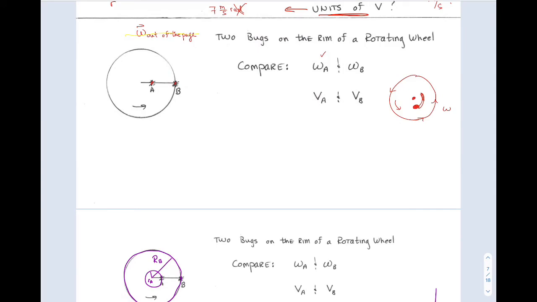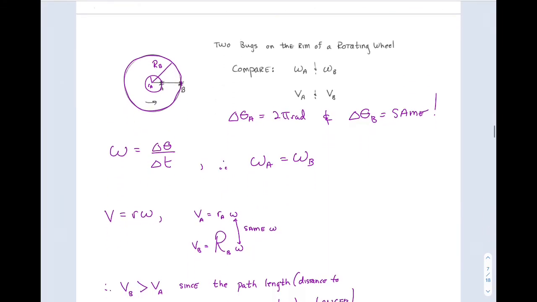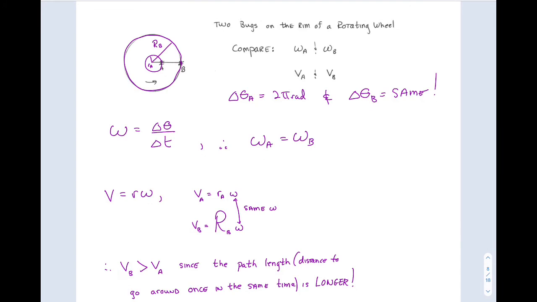Okay, so here I want to compare the angular speeds, omega for bug A and omega for bug B, and then I want to compare the linear speeds. Well, remember the angular speed, omega, is my angular displacement over time. It's my change in theta per time. Well, my delta theta for bug A, when bug A goes around once, is 2 pi radians. Bug B goes around once, it also goes around 2 pi radians. So for each bug, the angular displacement is the same.